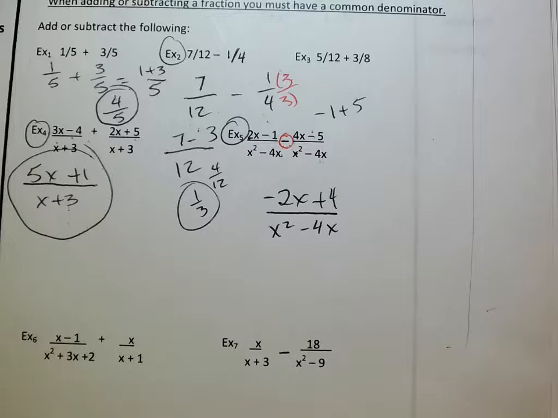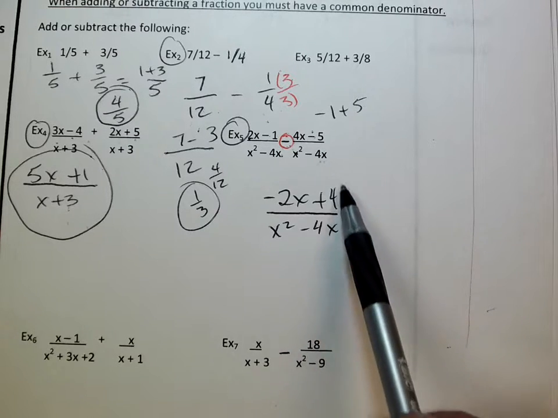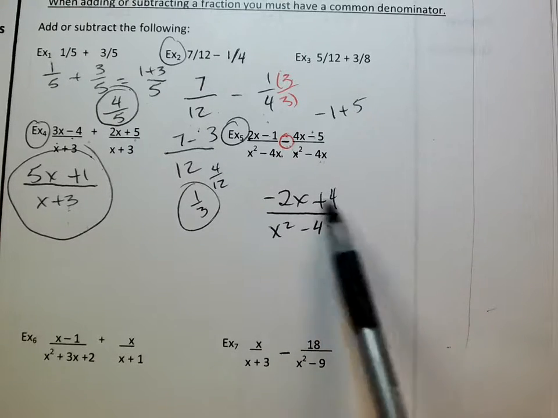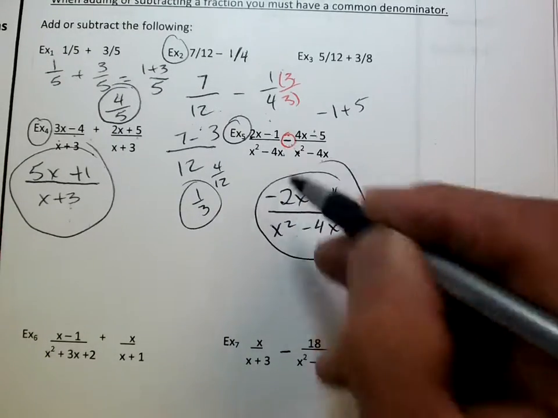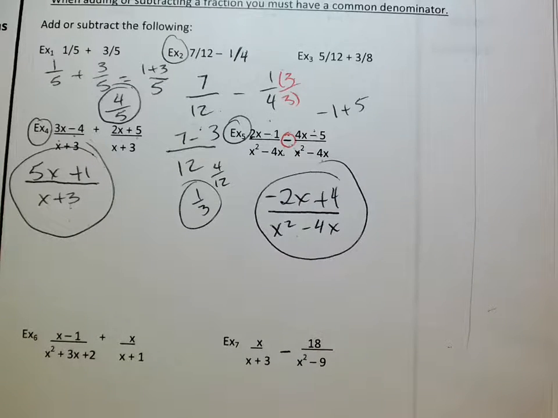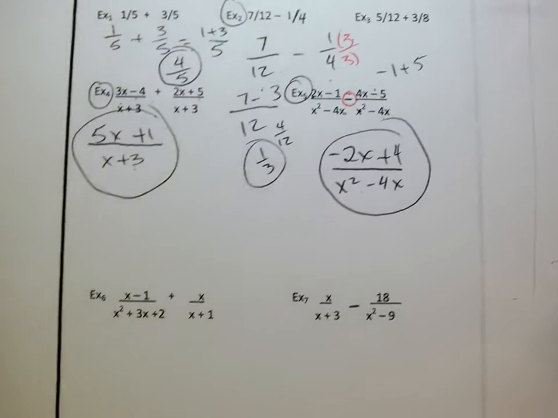Sometimes we're going to be able to factor, and after we factor, sometimes we're going to be able to cancel. Not this one. If we were to factor the top or the bottom, nothing's going to cancel. Okay, now if nothing cancels, we're done. Okay. We can skip example 3. You guys know how to do example 3. Let's move to example 6.